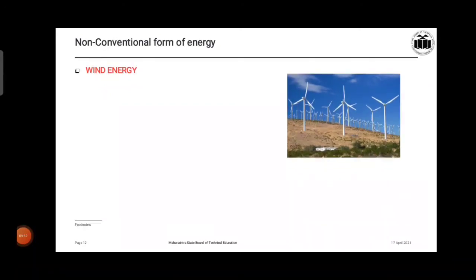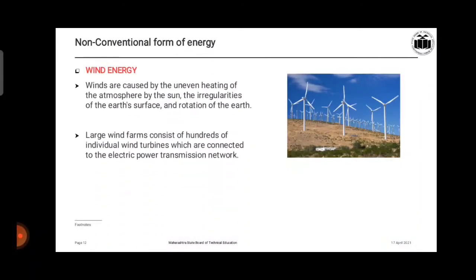Second one is wind energy. Look at the diagram, which shows how the electricity will be generated from wind energy. Winds are caused by the uneven heating of the atmosphere by the sun, the irregularities of the earth's surface and rotation of the earth.